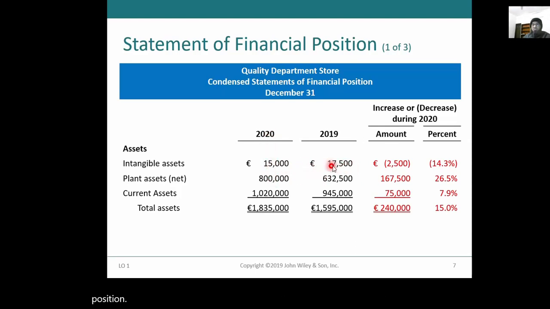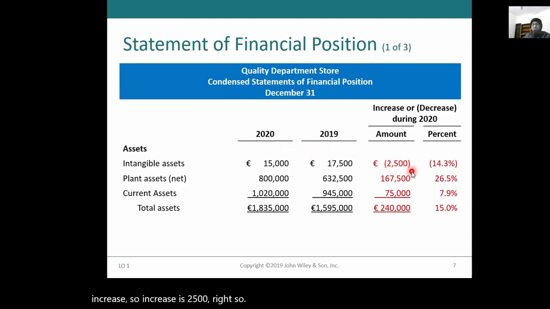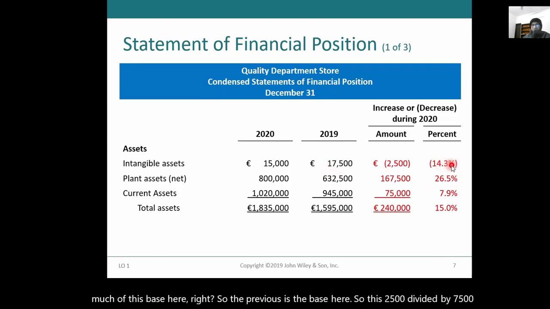So there is an increase, right? So how much increase? So increase is 2,500, right? So sorry, there is a decrease 2019 to 2020. There is a decrease of 2,500. So this decrease is how much of this base year, right? So the previous year is the base year. So this 2,500 divided by 17,500 would probably give us this percentage, right?